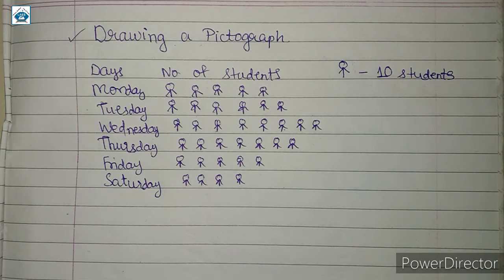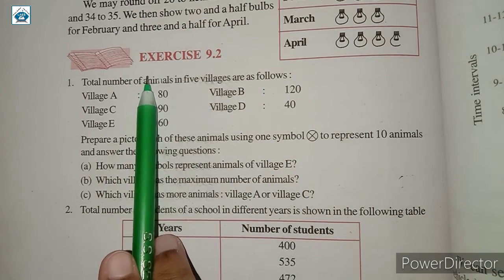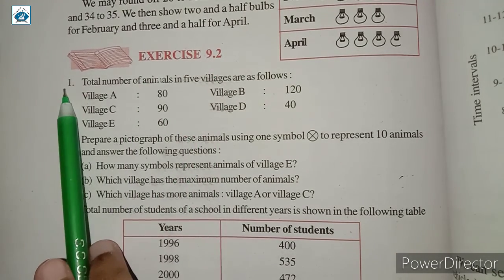After drawing a pictograph, we can also read the data, the details the pictograph provides. That is, we can first draw a pictograph and then interpret the data provided by it. Now let us begin exercise 9.2. Question number 1.